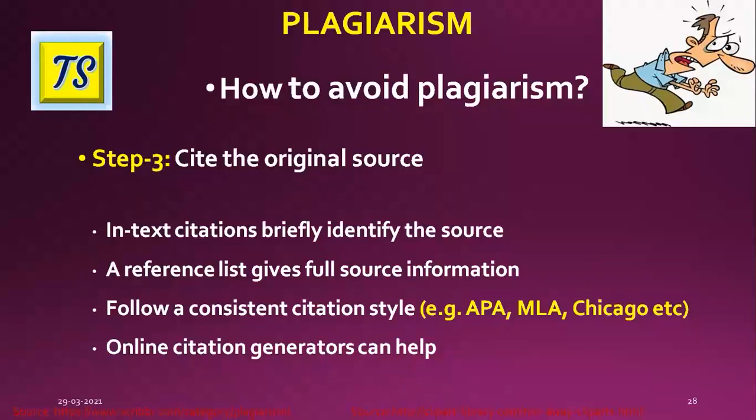See, in-text citations briefly identify the source. A reference list gives full source information: author, source name, title, publisher, then publication date, URL, DOI, and date of access. Everything should be listed in the reference list. But in the text, the details are very few: the author name, pages, and year.